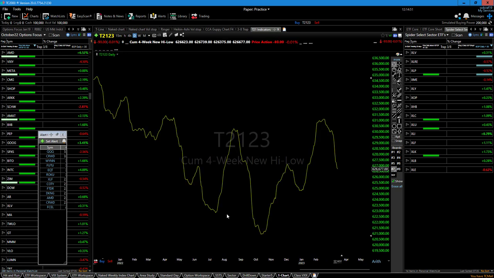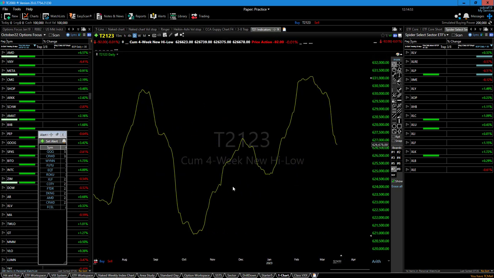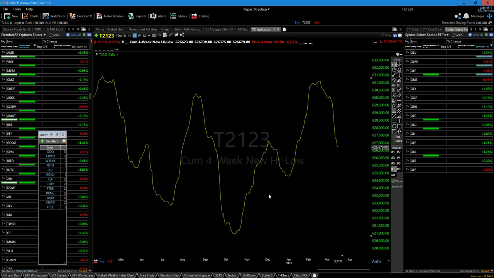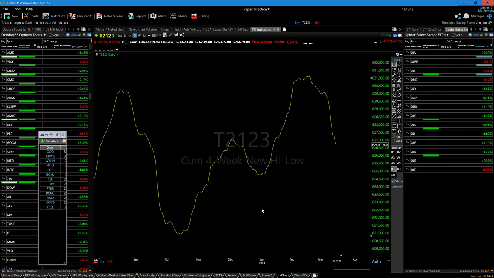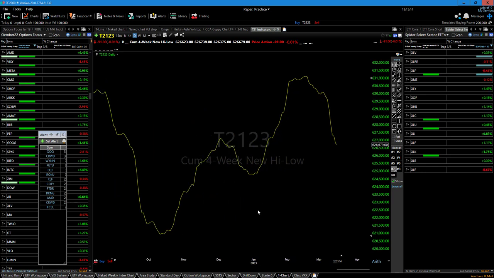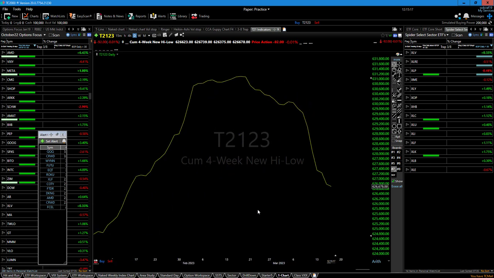T2123. I know Rick loves this indicator. But I don't. Okay. You know, like with any indicator, it all comes down to how you use it. Here's the fundamental fact. T2123. Look at what it's named. The cumulative 4-week new high, new low. It's a 4-week indicator.